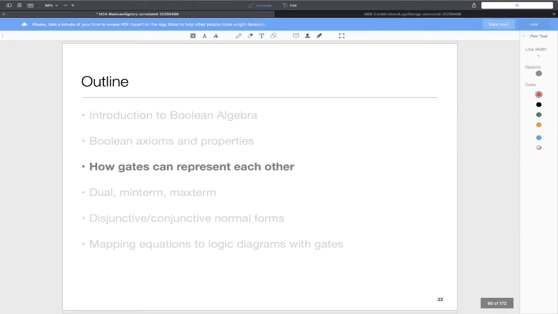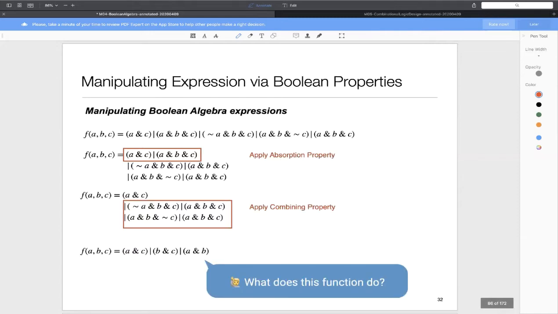Okay, so what does this function do? If at least 2 of the variables are true or 1, then your function is going to return 1. Exactly. So this is what we call majority.